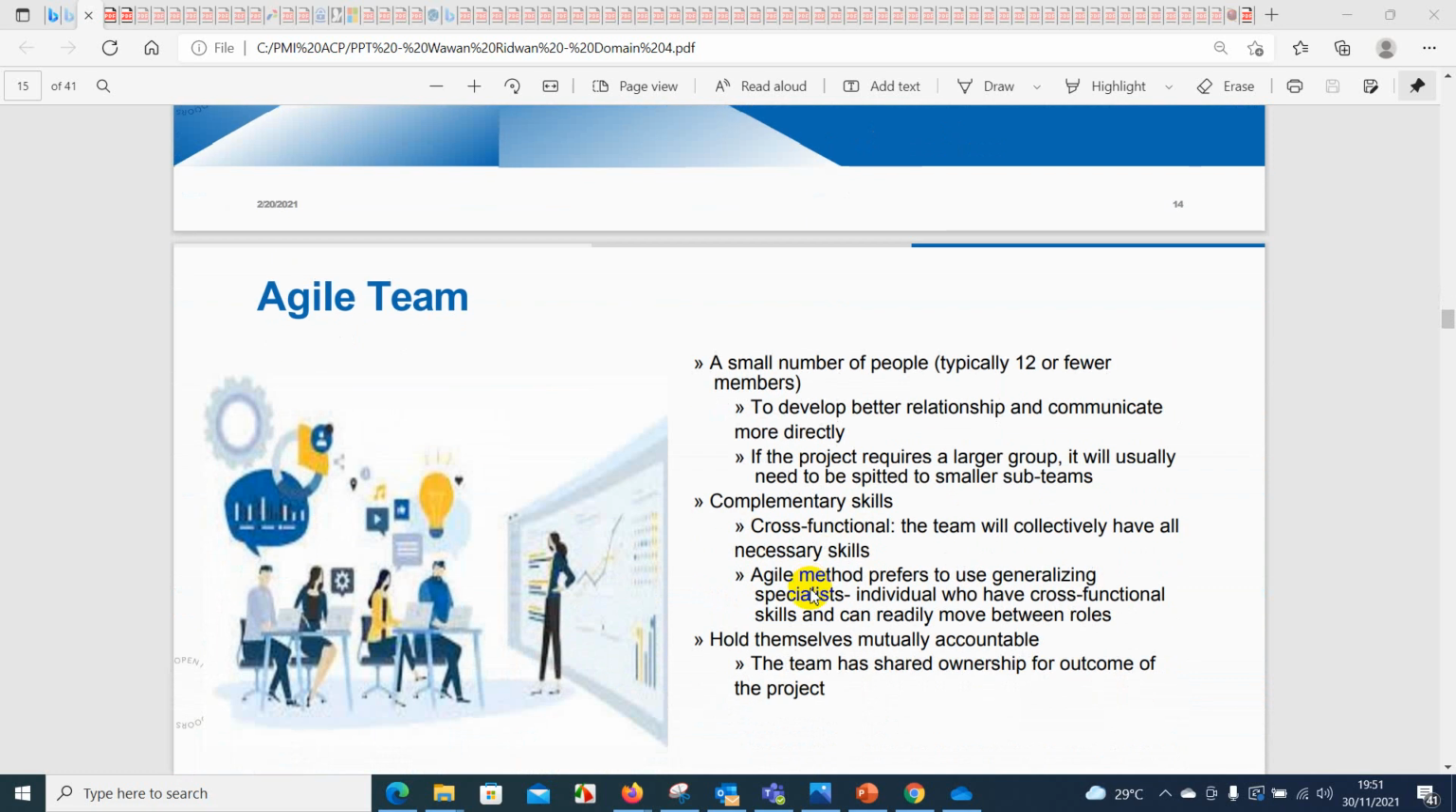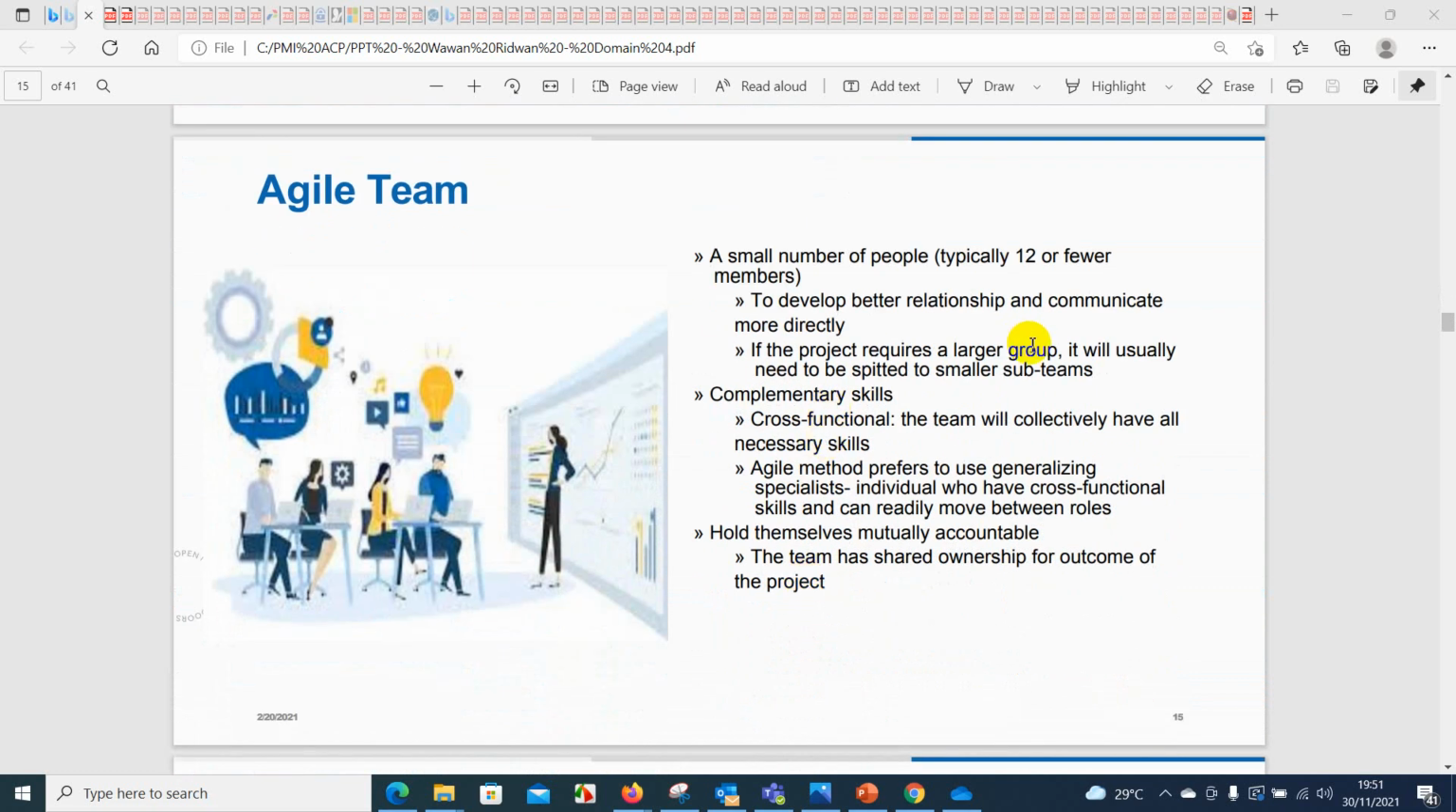Building an agile team. A small number of people, typically 12 or fewer members, 9 to 12, to develop better relationships and communicate more directly. If the project requires a larger group, it will usually need to be split into smaller sub-teams. Complementary skills, cross-functional: the team will collectively have all necessary skills. Agile methods prefer to use generalizing specialists, individuals who have cross-functional skills and can readily move between roles, and hold themselves mutually accountable. The team has shared ownership for the outcome of the project.